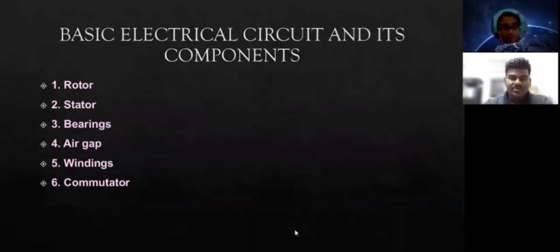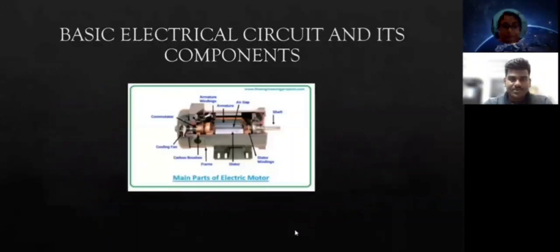In this next slide, I will be telling you the basic electrical circuit and its components. The first would be a rotor, followed by stator, bearings, air gap, windings, and commutator. So this is a detailed image of where all these electrical components are situated in an electric motor.